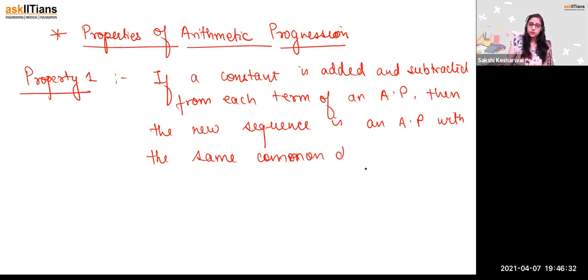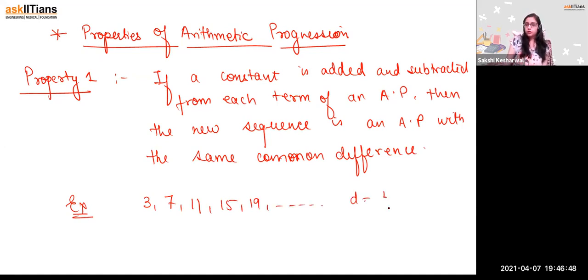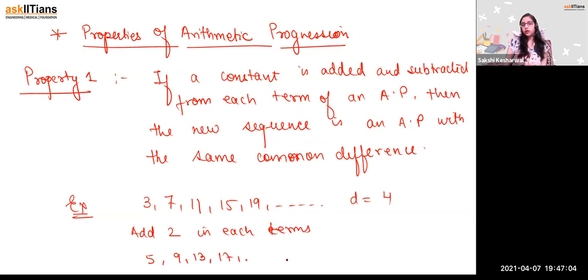Let me give you an example. Write an AP like 3, 7, 11, 15, 19. You see this is an AP with a common difference of 4. Now add 2 to each term. This becomes 5, 9, 13, 17, 21. Still this is an AP. Yes, you see that you're adding 4, adding 4, adding 4. So your D remains the same.